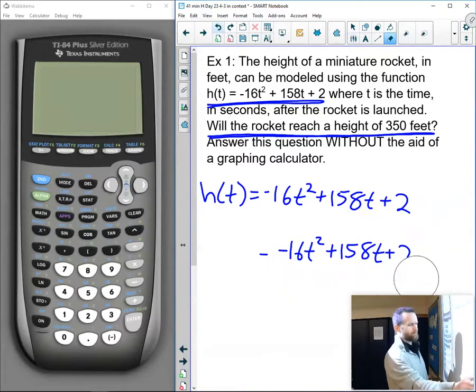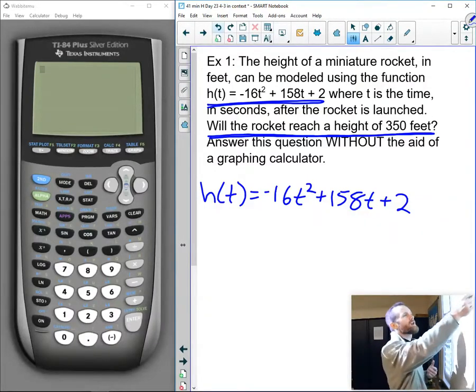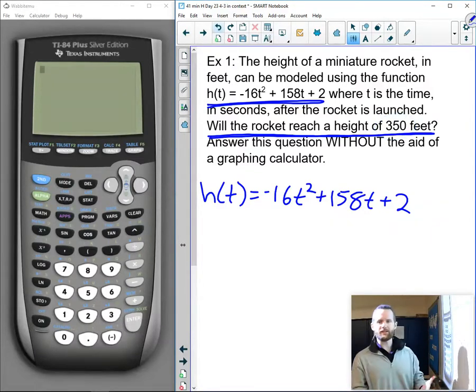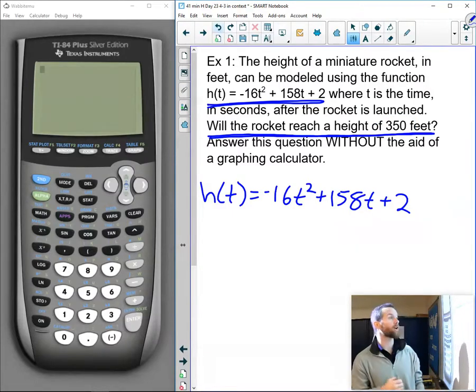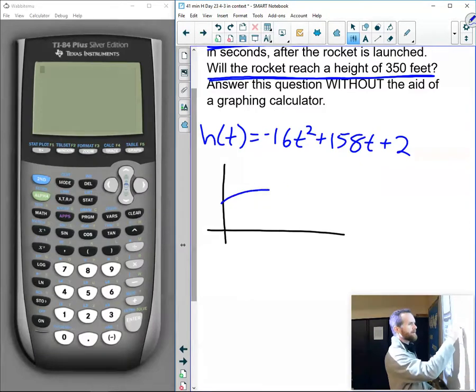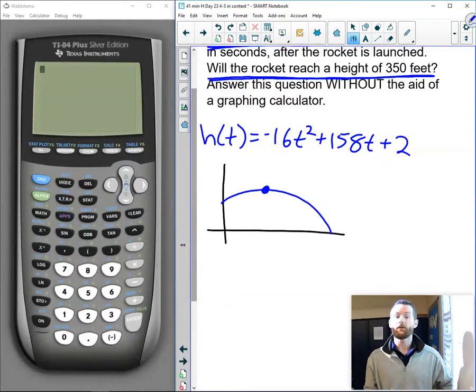I want to do it a different way, though. What they're really asking us about is the maximum height of our projectile. It's saying, will it reach a height of 350 feet? If we can find the maximum height, that will tell us whether we're going to get to 350 feet or not. So let's draw what this is going to look like. The projectile motion problem is going to look something like this. Our maximum height is this point right here. So really, this is a vertex problem. They're asking us for the vertex.